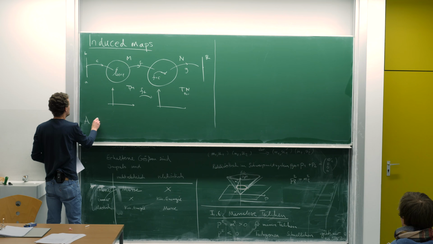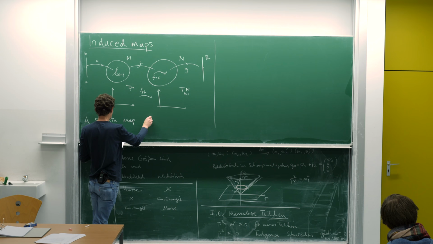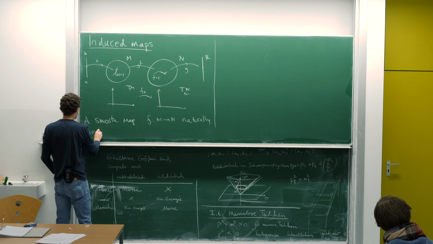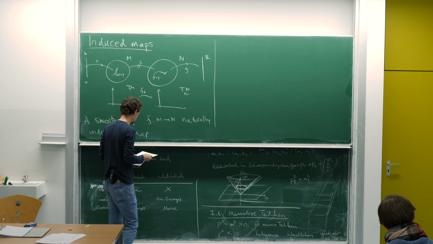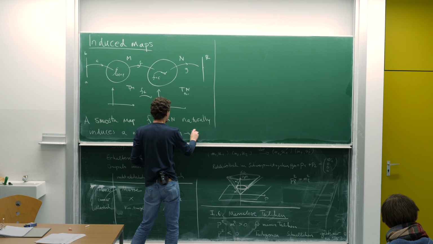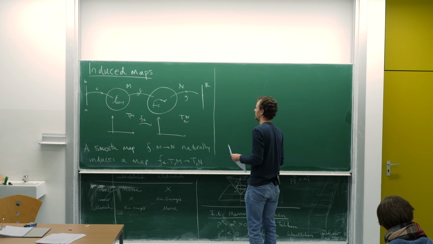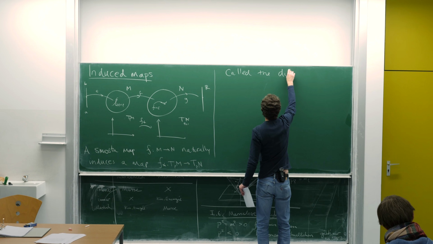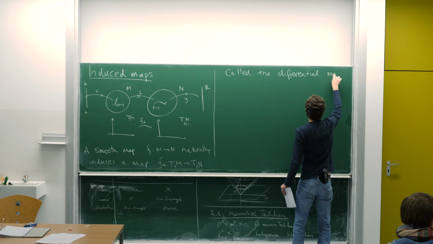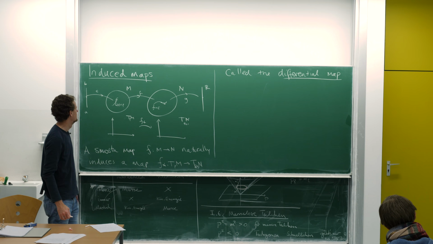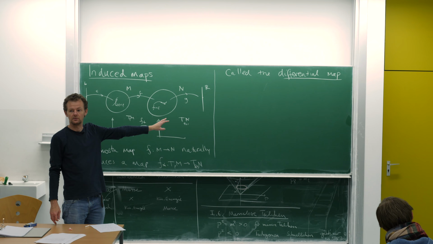So let me write all what I said on the board. A smooth map f going from M to N naturally induces a map f star going from the tangent spaces of these manifolds. And this map has a name, it's called the differential map. And that's f of P down here. So already the picture tells you what to do, but we're going to work out in components what this differential map actually is.